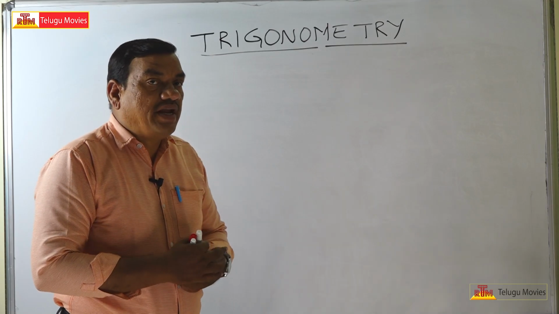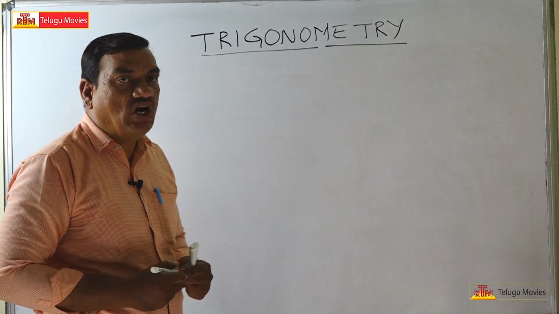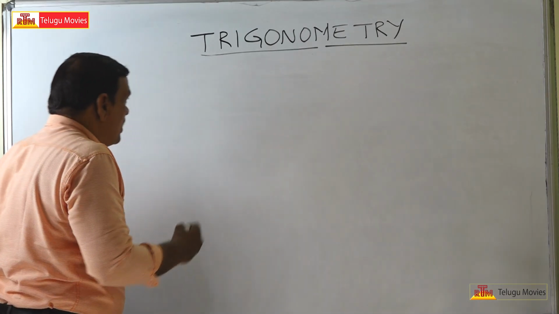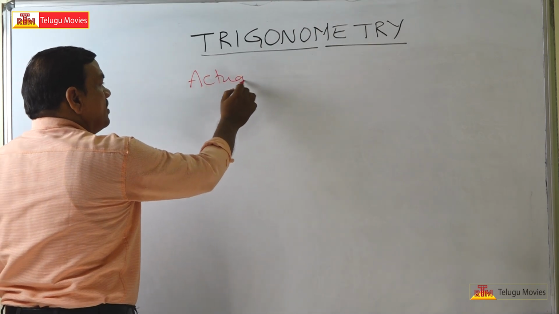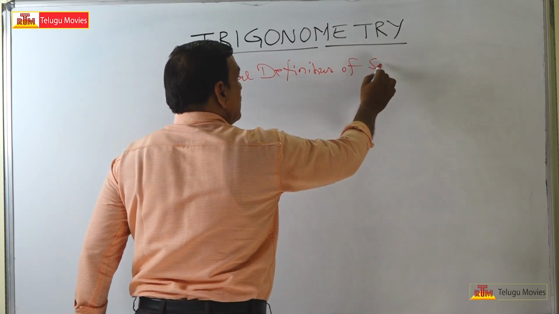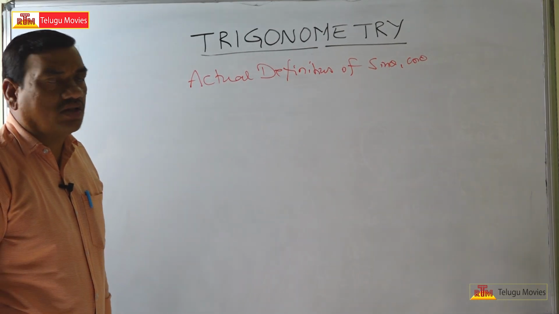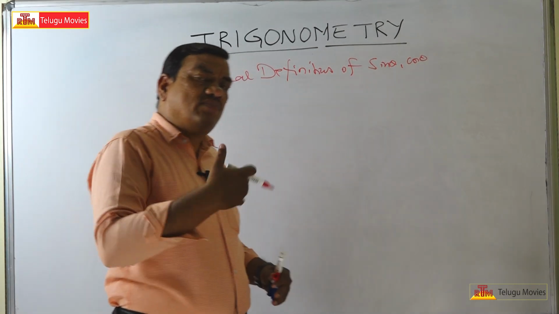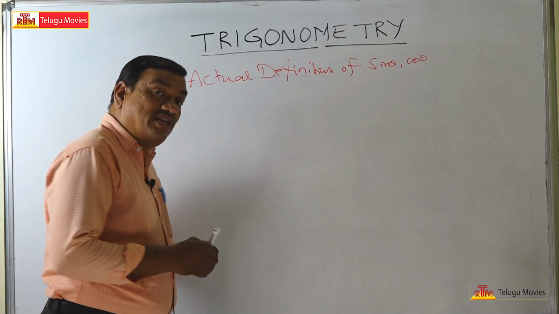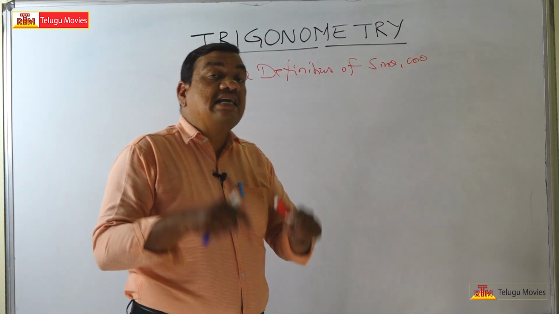Now I am going to explain what is the actual definition of sine theta, cos theta, tan theta, and subsequently cosecant theta, secant theta, cot theta. So what are the actual definitions? Measure sine theta, cos theta. From that all four will come: tan theta, cot theta, cosecant theta, secant theta, right?